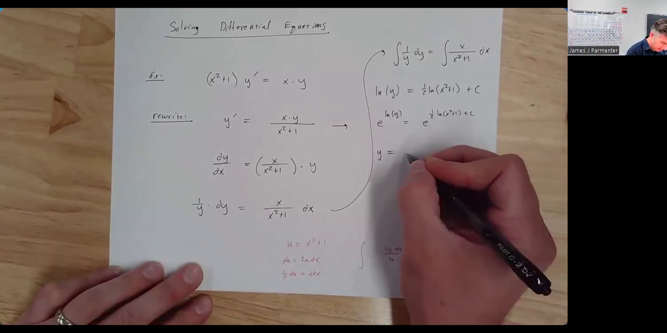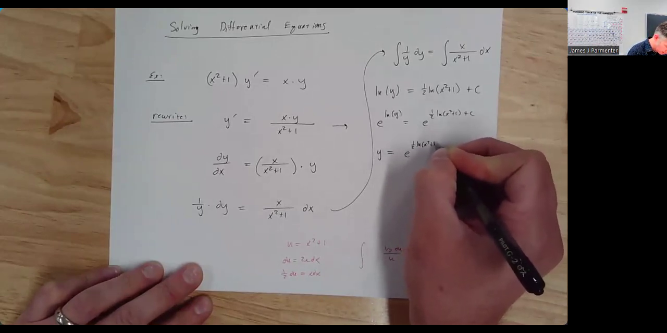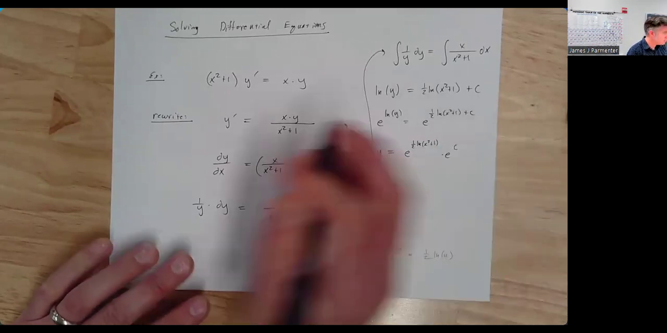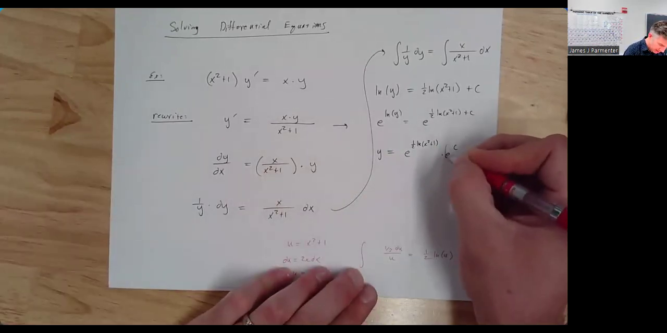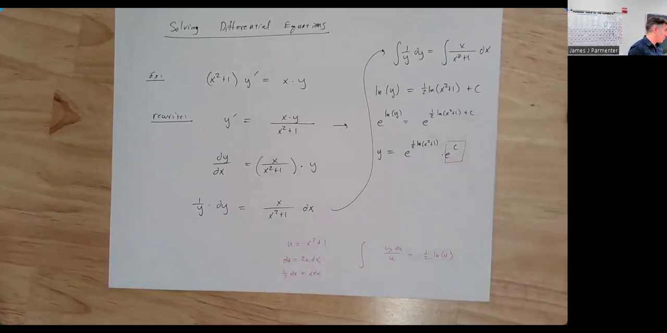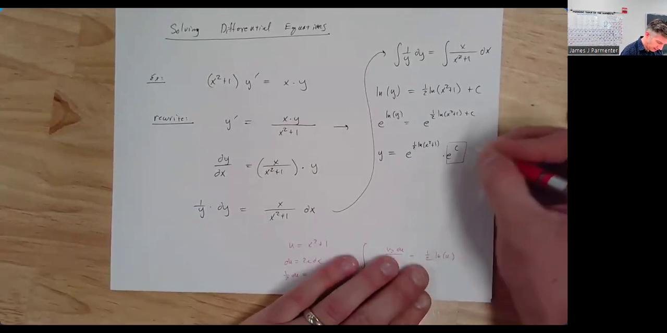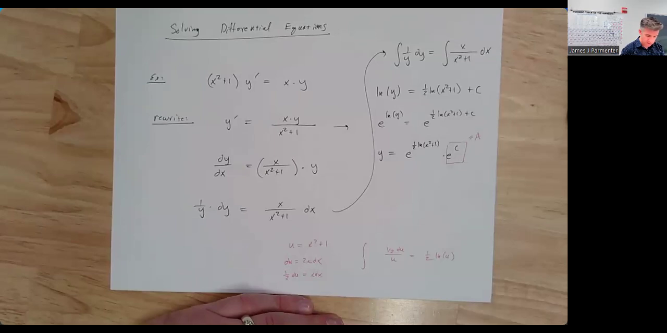We can first break it up as e to the 1/2 natural log of x squared plus 1 times e to the c. And then we're going to call e to the c a new constant. Some people like to call it c again. I've gotten into the habit of calling it capital A. So typically, I like to call e to the c a new constant. Let's call it capital A.